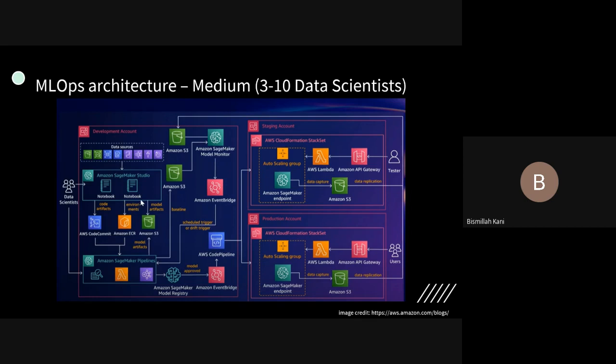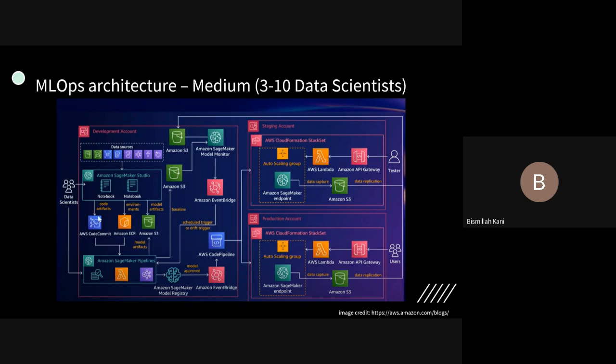So this is the same thing as what we saw there. But additionally, what we have here is a multi-account strategy, which means you have a staging account where you deploy it and then do the testing. And once the testing is passed, then you push that model into a production account. So this looks similar to what we saw before.